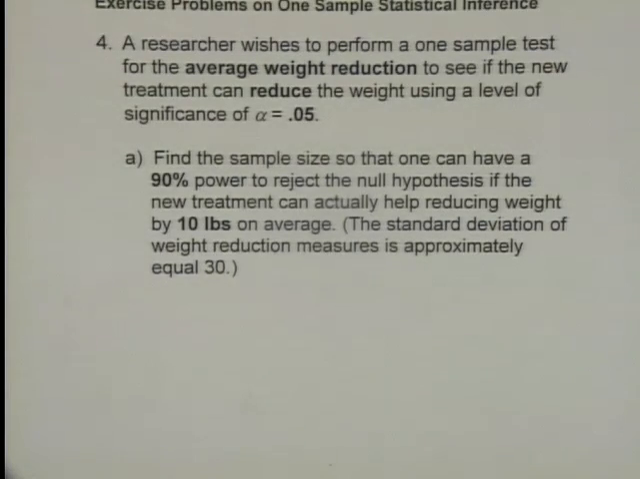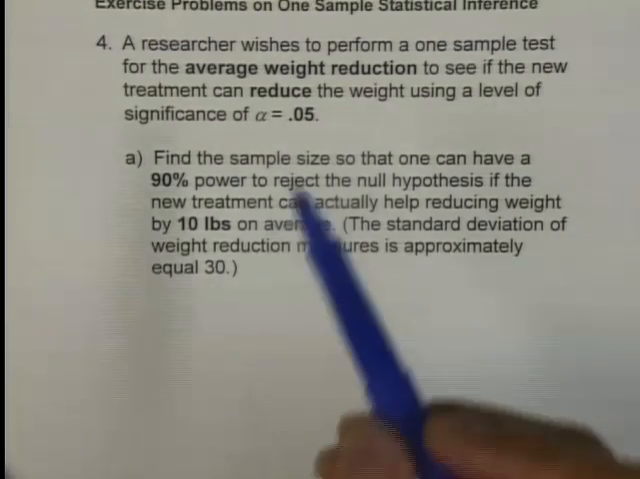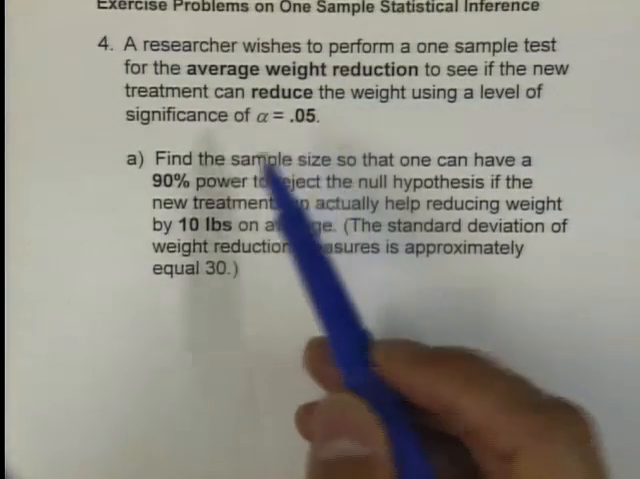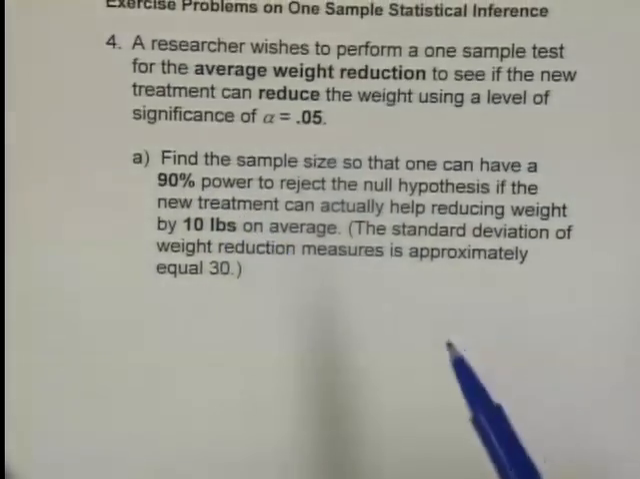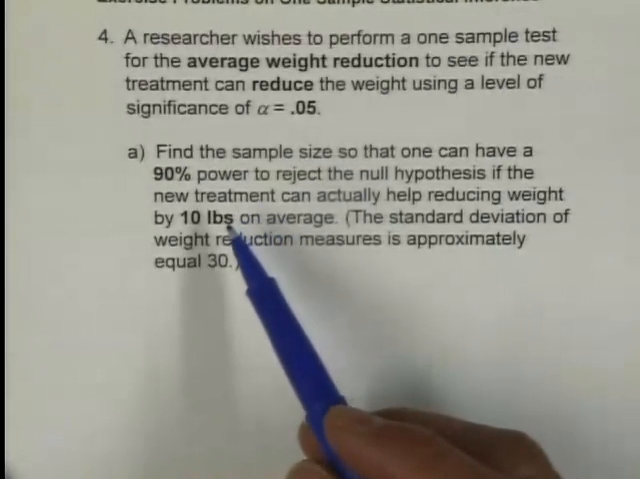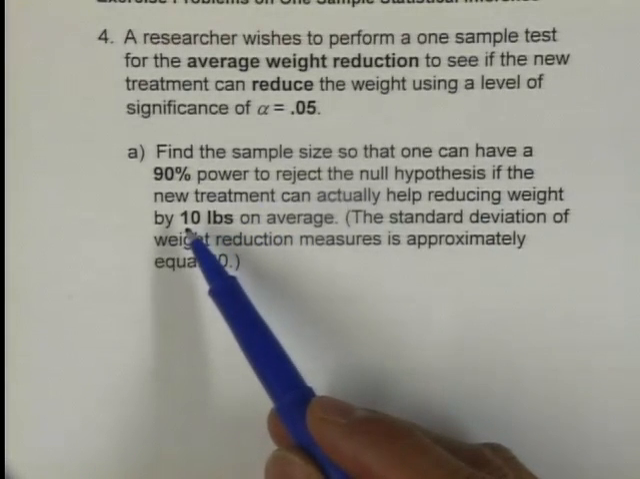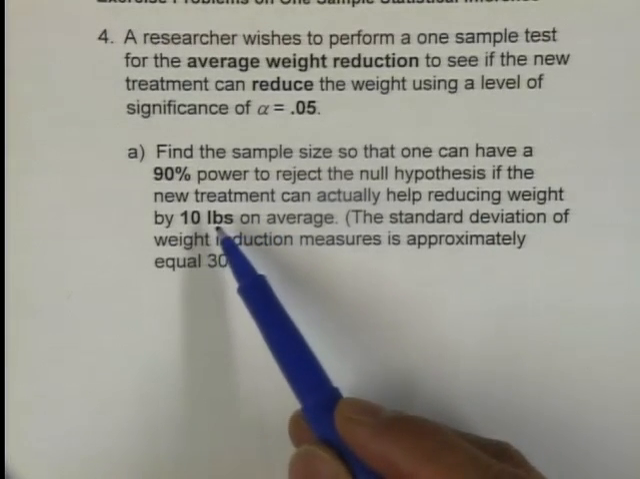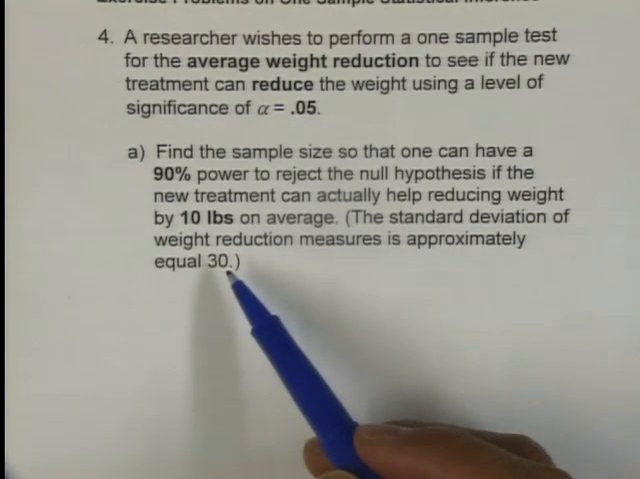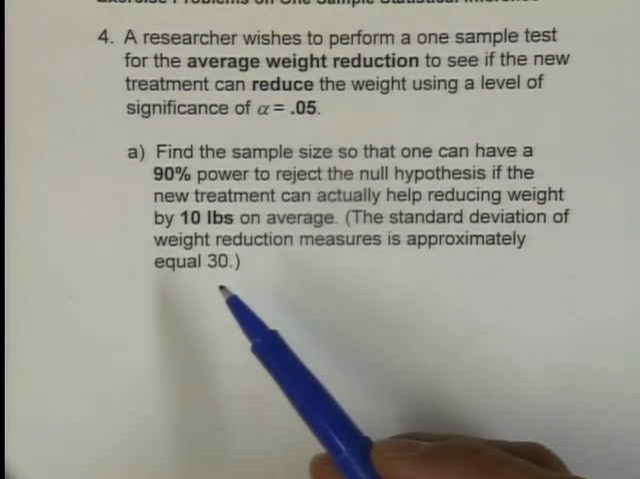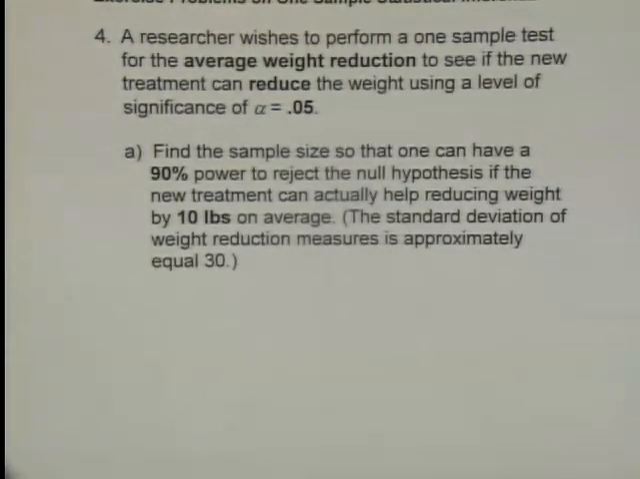Okay, so you want to perform a test at 5% level of significance. You want a test that has 90% power to detect a treatment that is different, or a reduction, by 10 pounds. And the weight reduction measure from the subjects has a standard deviation of 30. So this is the information given, and you try to make use of this information to come up with a sample size.